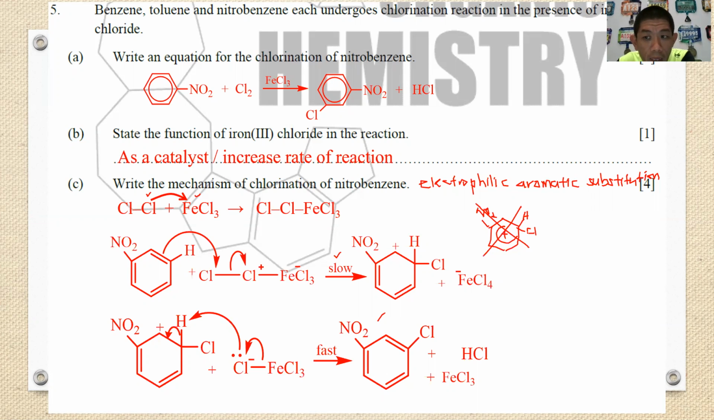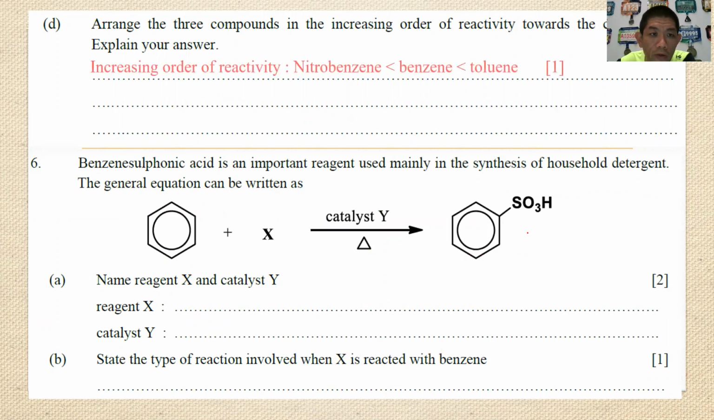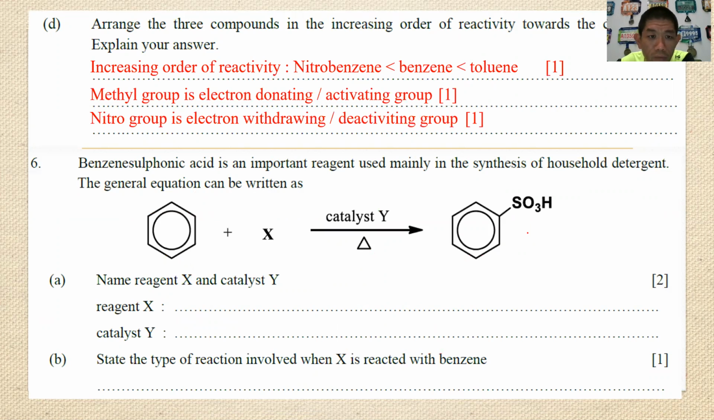Okay, and finally for part D, arrange the three compounds in increasing order of reactivity towards chlorination. Explain your answer. So the increasing order is nitrobenzene, benzene, and toluene, 1 mark. You have to say NO2 is a ring deactivating group which slows down the rate of reaction, while the methyl group is an electron donating or activating group which will increase or speed up the rate of reaction. So very straightforward answers. Okay, so that is for number 5.